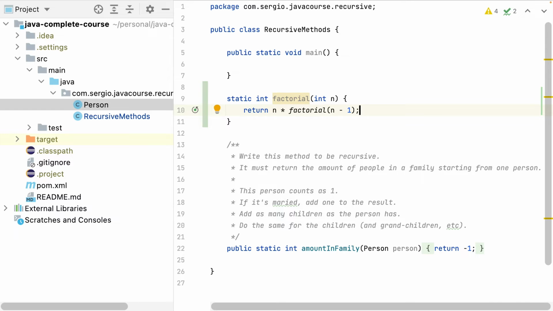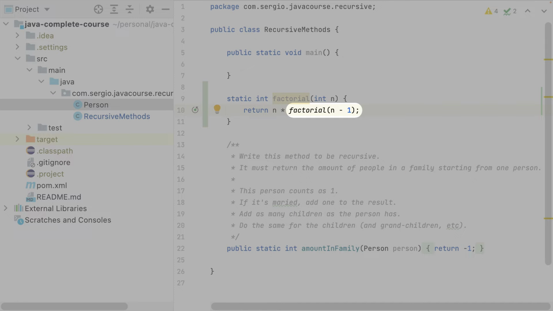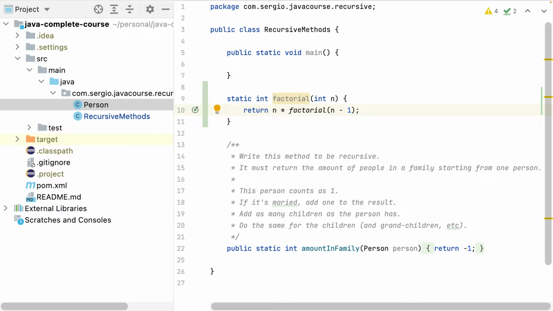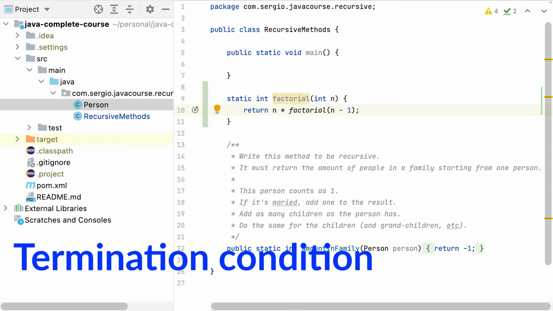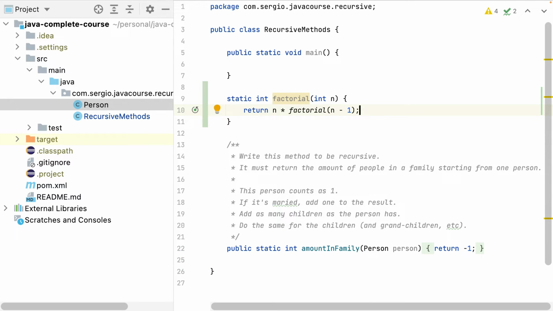Here I got my recursive method. Factorial is called inside factorial. But wait, until when I call factorial? The most important thing in a recursive method is the termination condition. If I leave this method as it is, it will decrease the input parameter forever, without exiting the method.